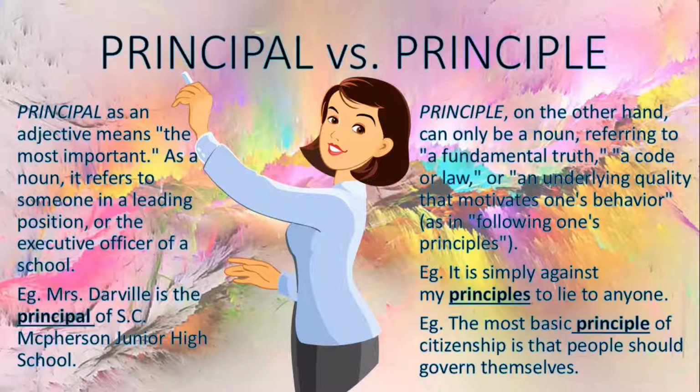Let's look at the example for the principle that means a fundamental truth. It is simply against my principles to lie to anyone. Principles here could mean religion, beliefs, morals, or upbringing, because that becomes a part of us, right? Let's look at the second example. The most basic principle of citizenship is that people should govern themselves. This particular meaning it takes on is a code or law.